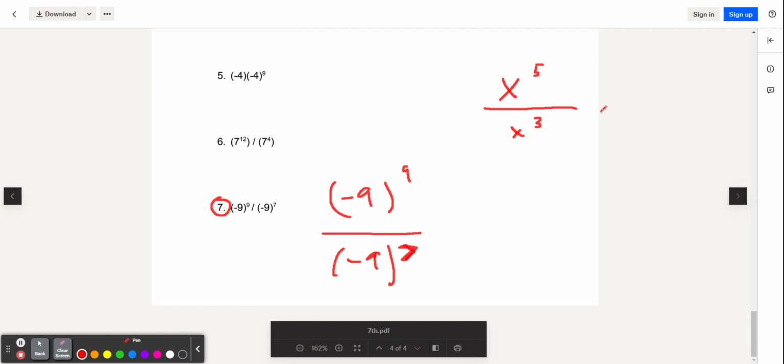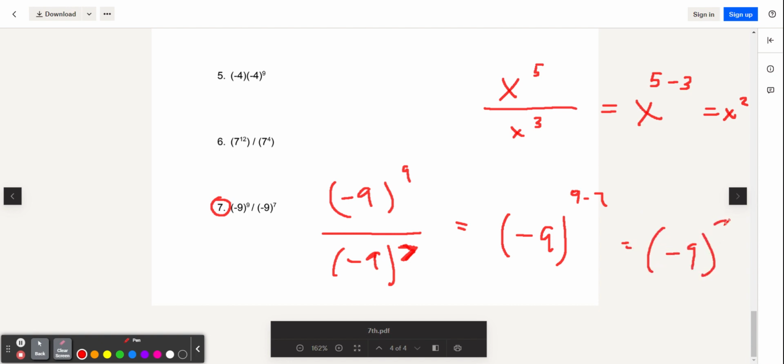If you remember, there's a rule, the division rule of exponents, where if you see a number to an exponent being divided by another number of the same base with an exponent, this is equal to that base, x, to the power of the numerator's exponent minus the denominator's exponent, which is x squared. So here, we keep the base, that's 9 minus 7, which is -9 squared, and we leave it in exponent form.